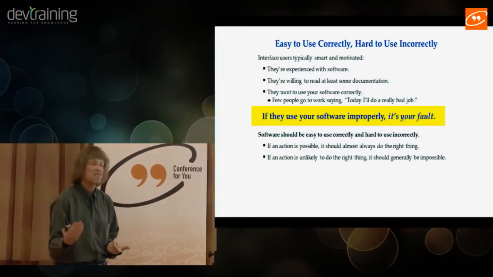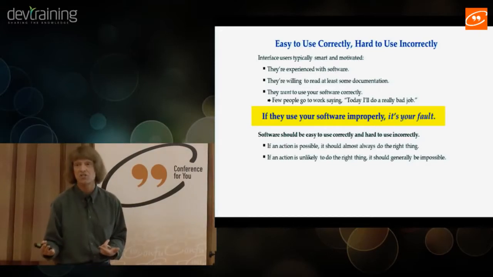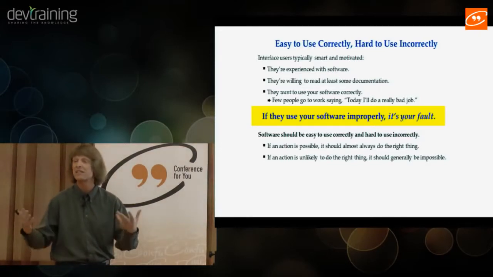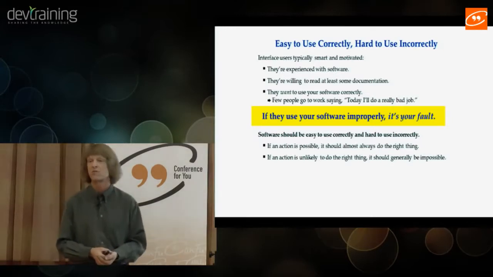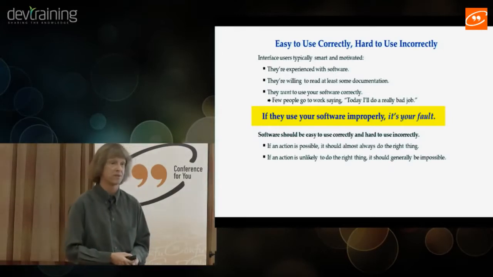And if an action is unlikely to do the right thing, if it is likely to lead to someone failing, it generally speaking should be excluded through the interface. It shouldn't even be possible to do it.